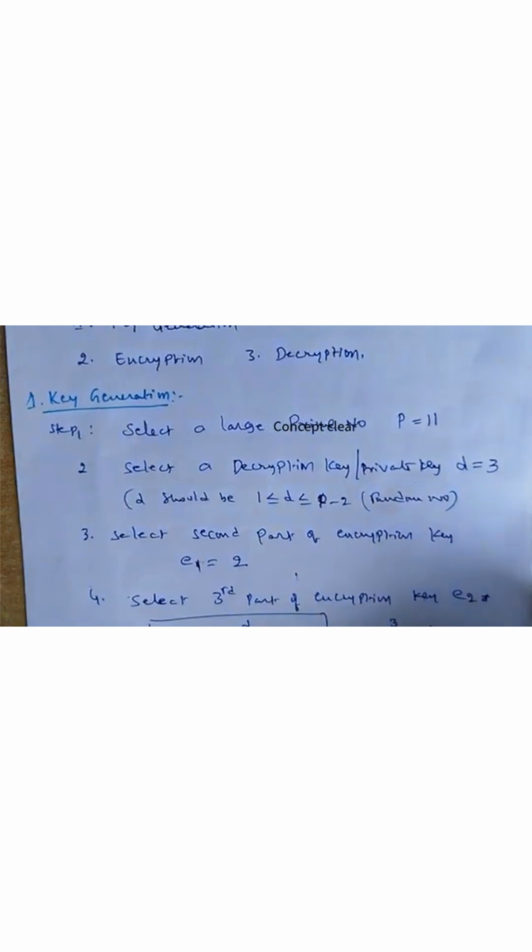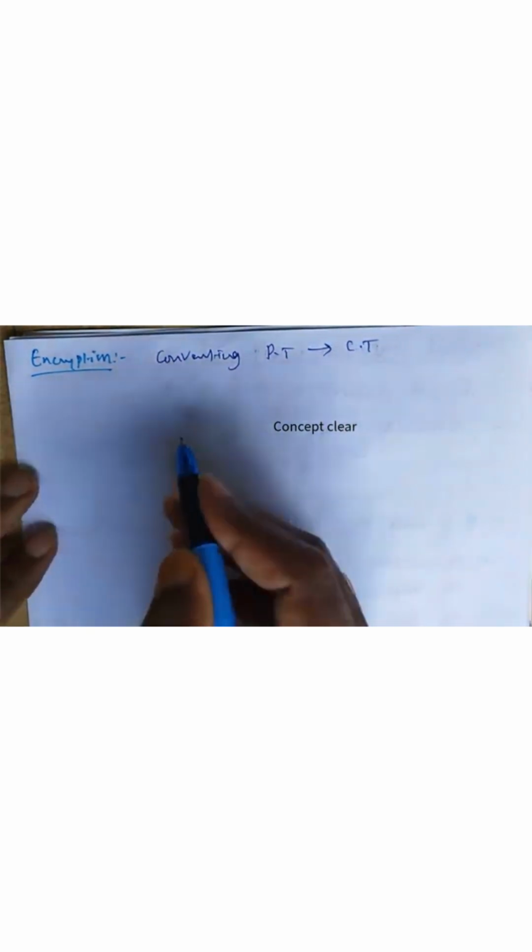So in the first step, key generation, we generated a pair of keys, public key and private key. Next, what is the next step? Next step is encryption. What is the meaning of encryption? Encryption is nothing but converting plain text into cipher text. Converting plain text into cipher text is called encryption.